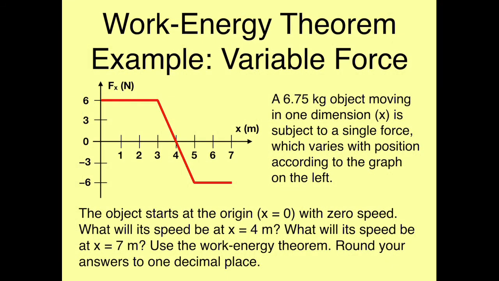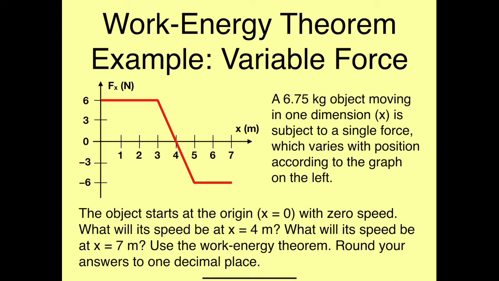Okay, let's do another example. So in this one, we're going to be dealing with a variable force and incorporating the work energy theorem along with that. So we have a 6.75 kilogram object moving in one dimension, so it's just moving on the x-axis, and it's subject to a single force, which changes with position according to the graph on the left. So this graph right here is basically describing how the force on the object is changing over time.